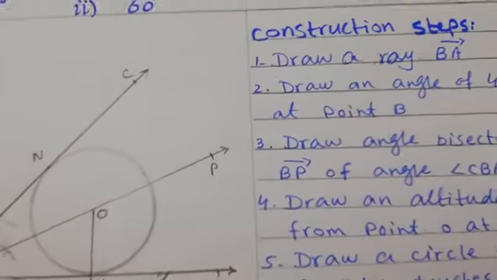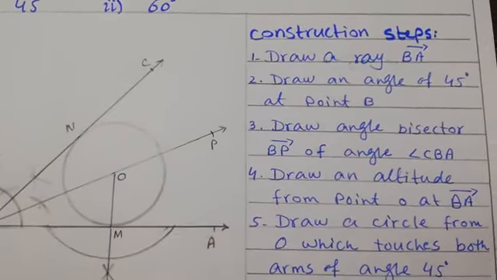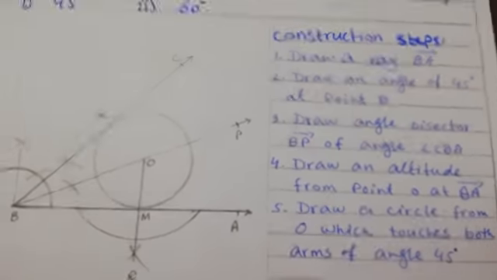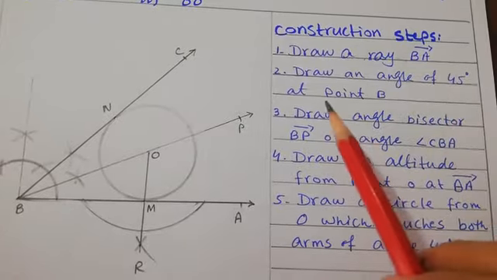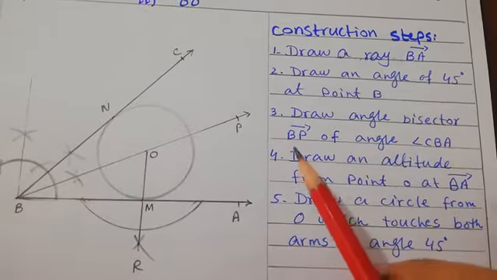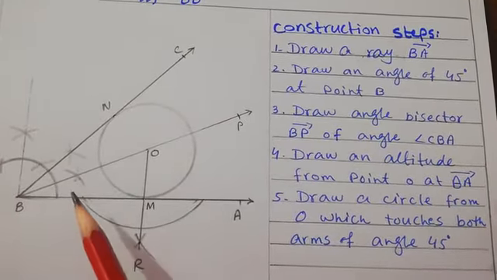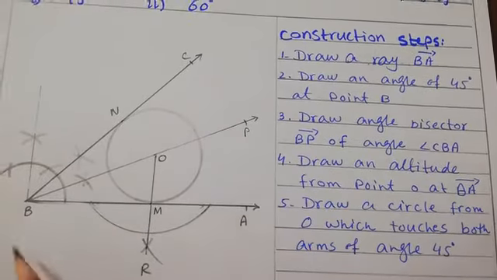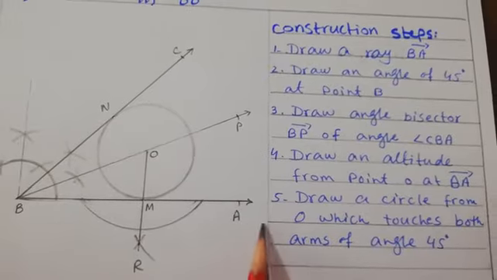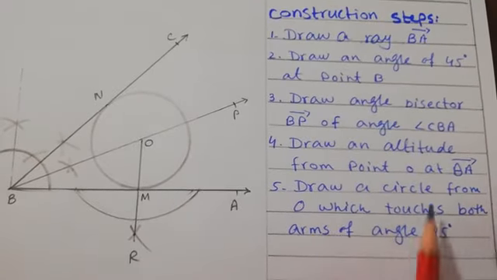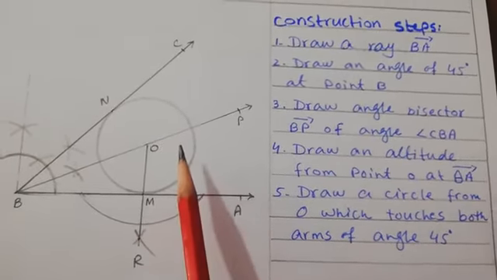Now we will move to the construction steps. Draw a ray BA; you can see this is a ray BA. Draw an angle of 45 degrees at point B. Draw the angle bisector BP, which is the angle bisector of angle ABC or CBA. Draw an altitude from point O to BA. Draw the circle from O which touches both arms of the 45 degree angle.